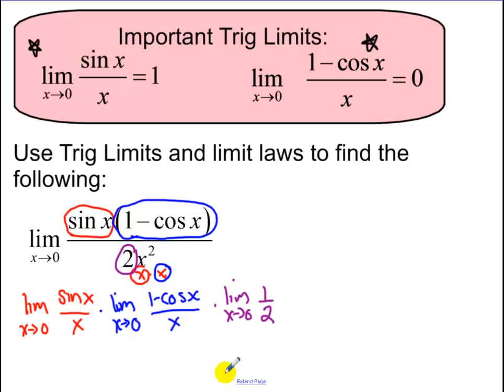So now let's look at what each one of these limits is going to equal. And actually showing me that work is going to be important. Limit as x goes to 0 of sine of x over x, well, that's equal to 1.